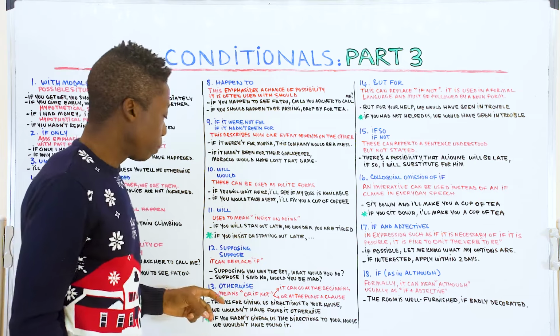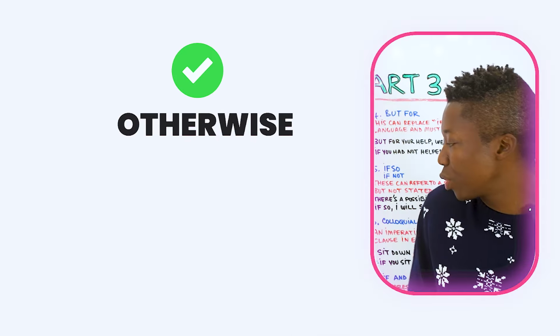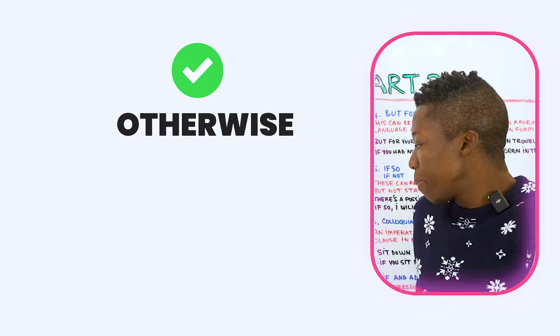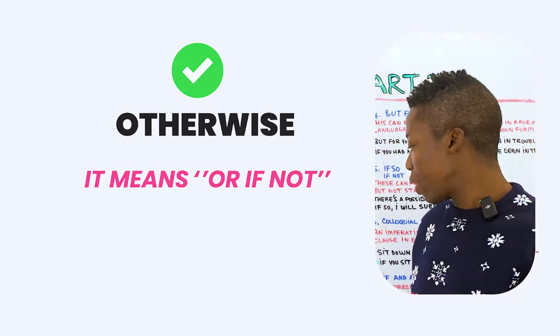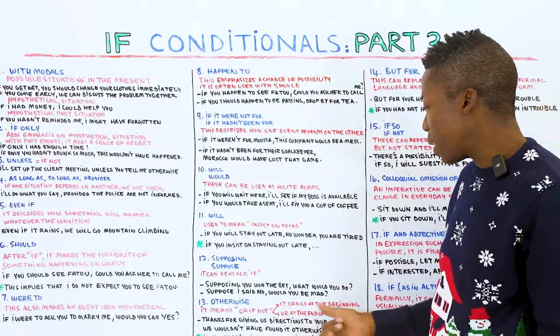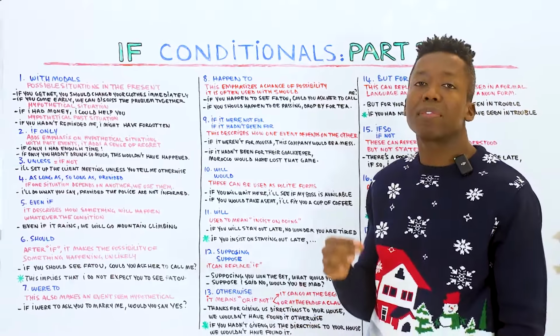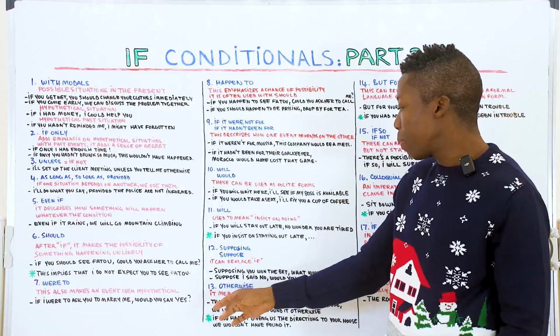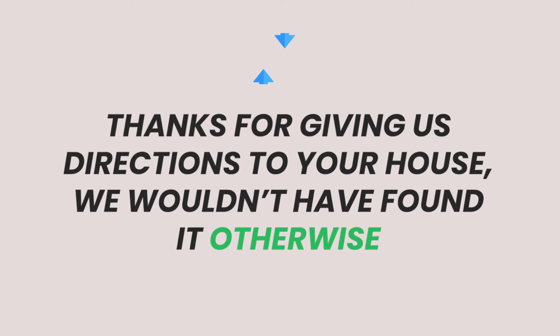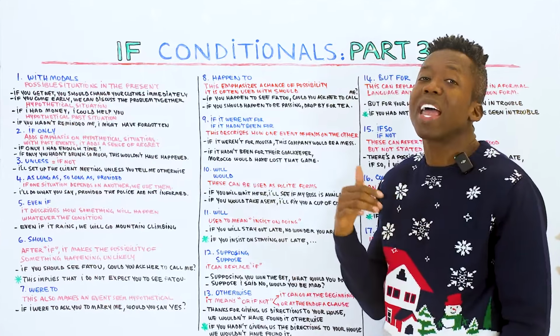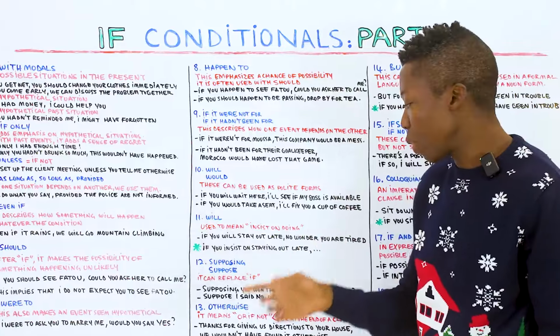Number 13, otherwise. How do we use otherwise? First of all, what does that mean? It means or if not. It can go at the beginning or at the end of a clause. Example, thanks for giving us directions to your house. We would not have found it otherwise, meaning we would not have found your house otherwise.